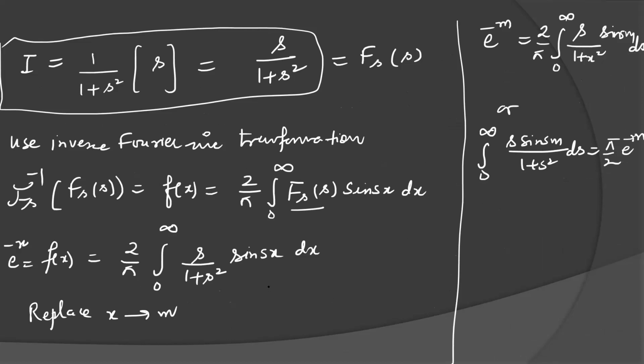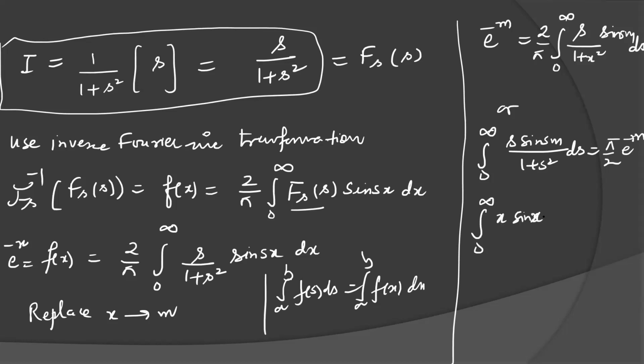Now we know the property. What is the property? The integral from a to b of f(s) ds is equal to the integral from a to b of f(x) dx. So use this property: the integral from 0 to infinity of x sin(mx) over 1 plus x square dx is equal to pi by 2 e to the power minus m. We can change the dummy variable without changing the limit. This is the first property of definite integration I have discussed. So this is the second result asked in the problem.